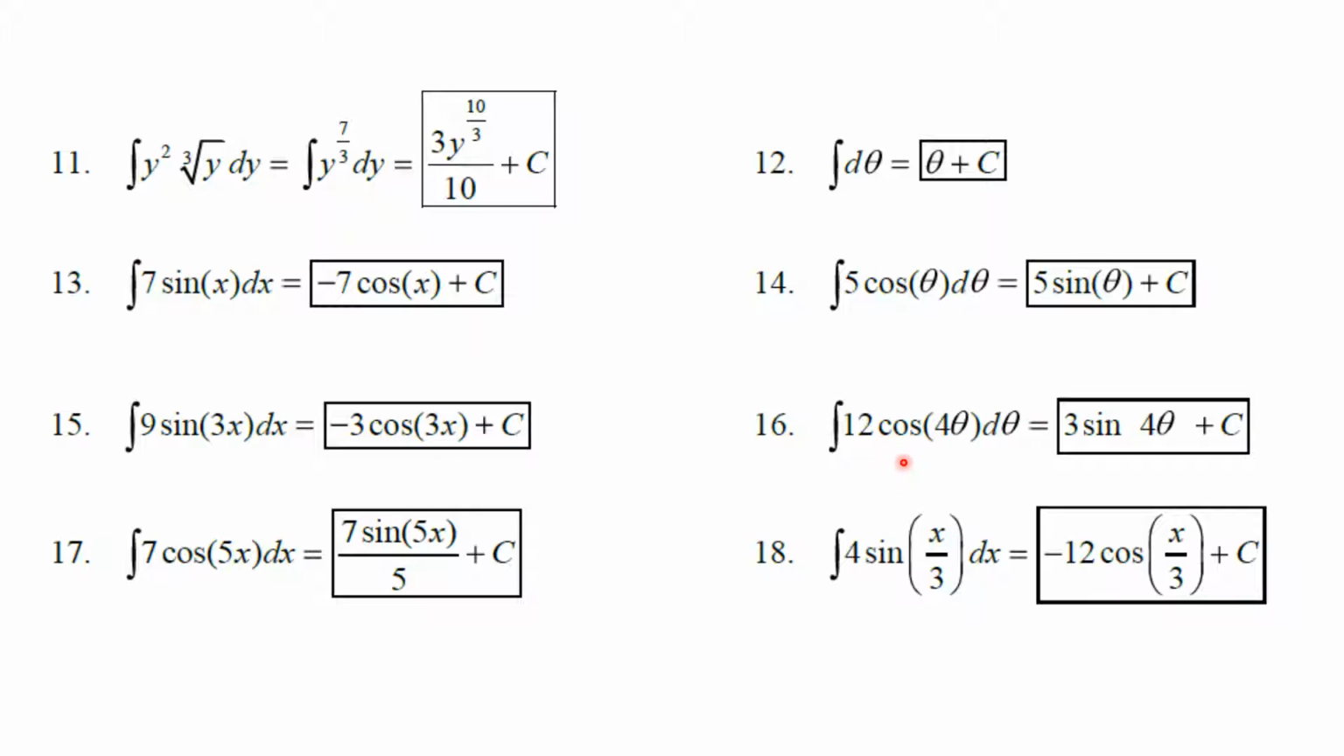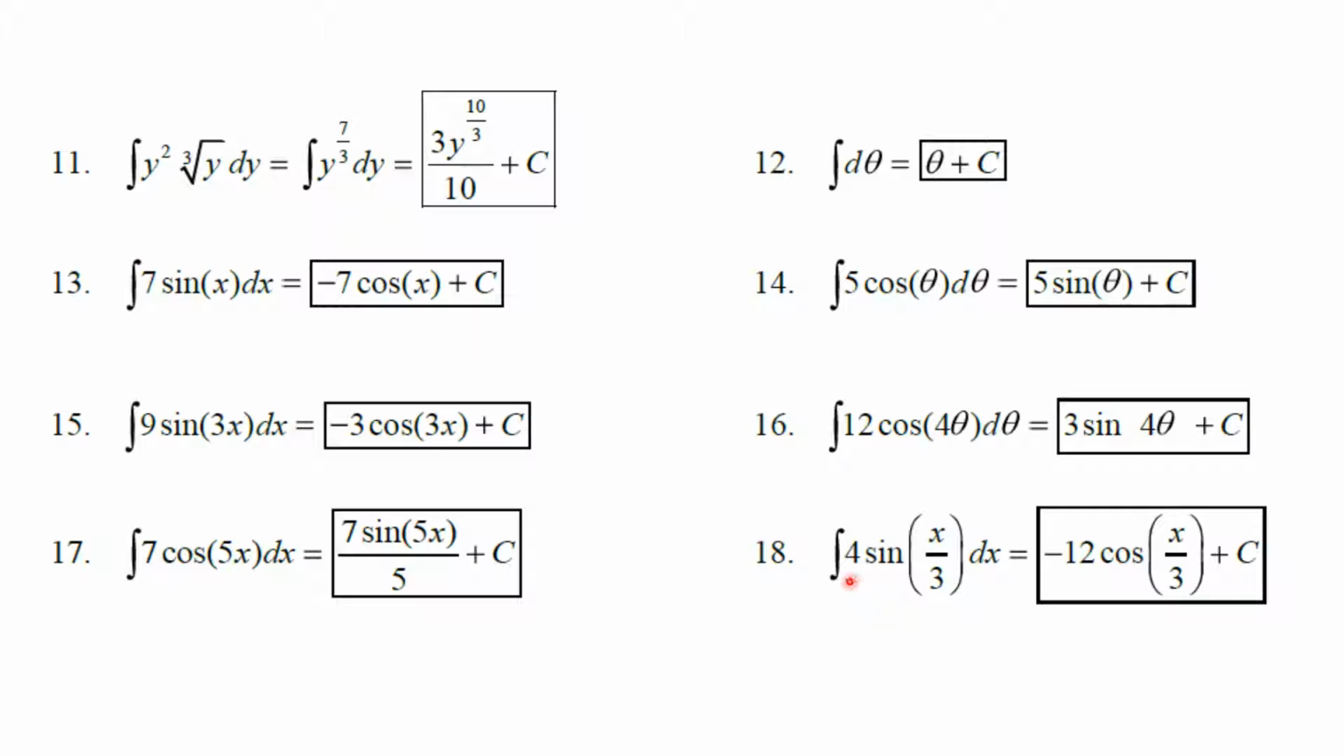Same goes here. When you have cos 4 theta, when you integrate cos 4 theta, you will get positive sine 4 theta divided by 4. So 12 divided by 4 is actually 3 plus c, of course. Same goes here. When you integrate cos 5x, 7 is a constant, just leave the constant alone. Cos 5x becomes sine 5x, of course, divided by 5. The coefficient of x is always divided by the coefficient of x. And of course, don't forget to add c.